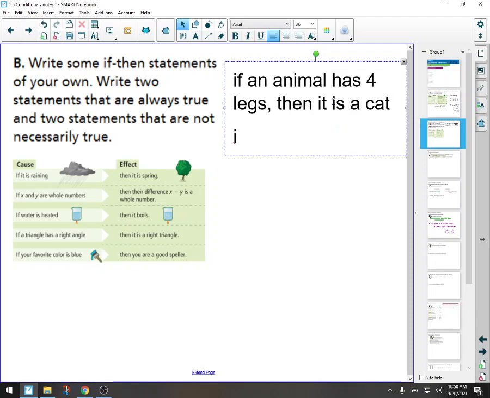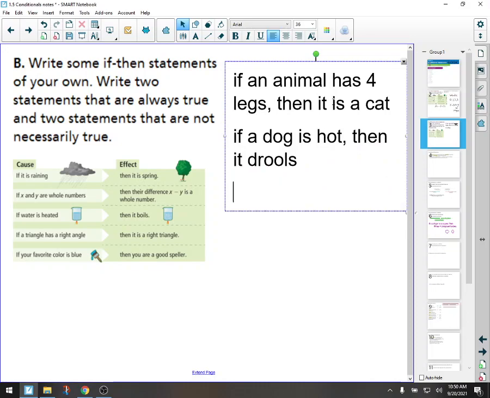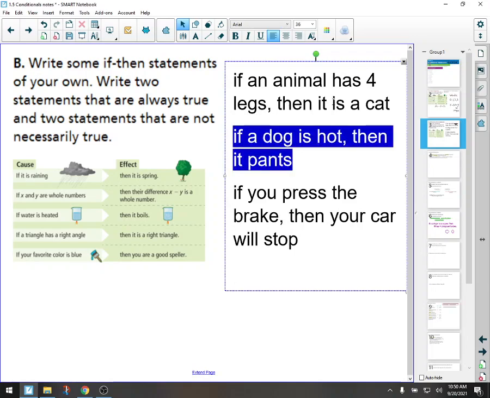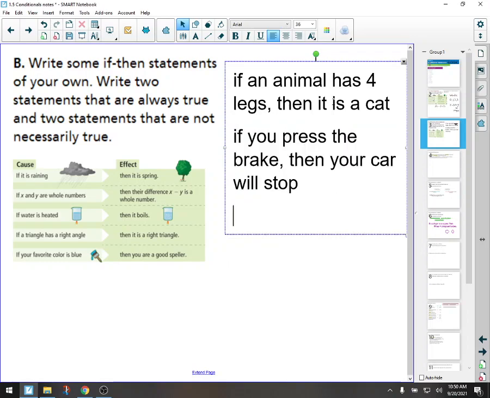I'm gonna write three more. If a dog is hot, then it pants. If you press the brake, then your car will stop. Oh wait, I'm supposed to make, feel free to skip ahead a little bit, but I'm supposed to make two always true and two not necessarily always true.